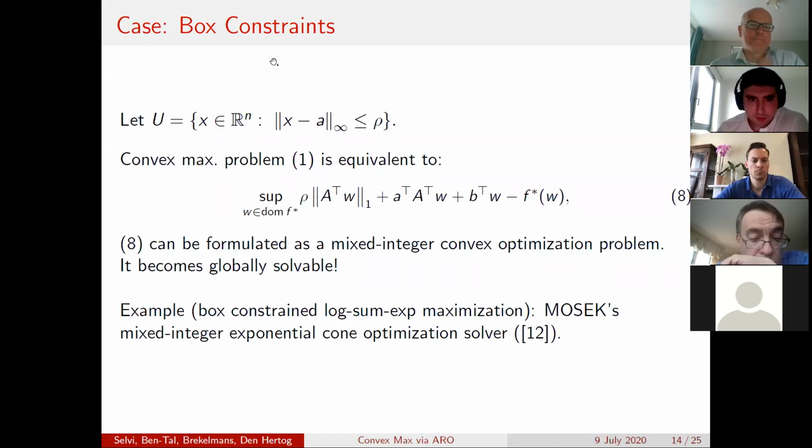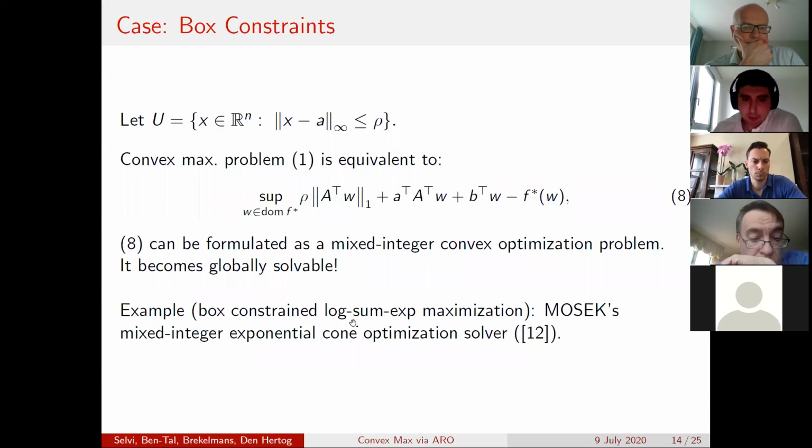And now, in the box constraint case, we can deal with this 1 norm even without relaxing it. So we can use logical programming, and by introducing some binary variables and adding linear terms, problem 8 becomes a mixed integer convex optimization problem. And solving this would solve the convex maximization problem to global optimality.